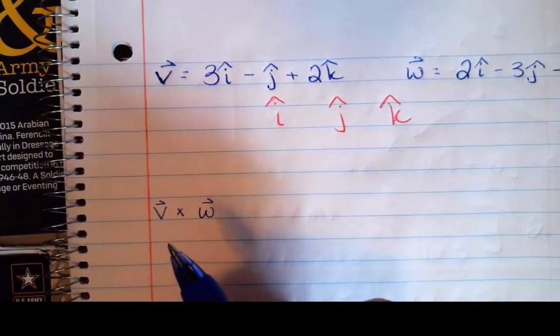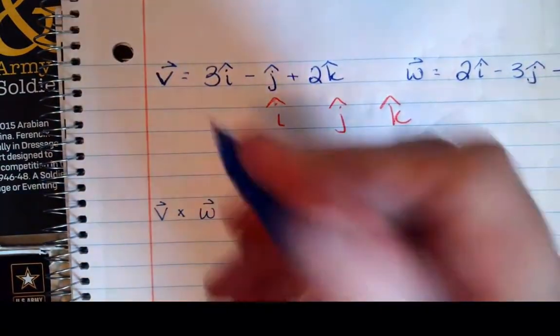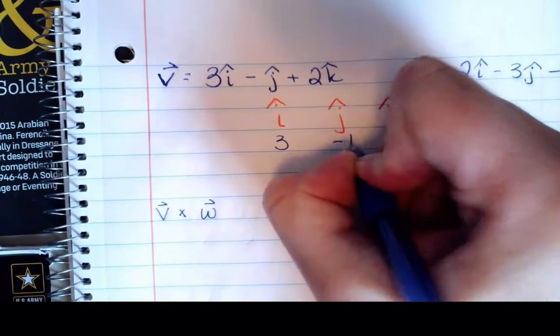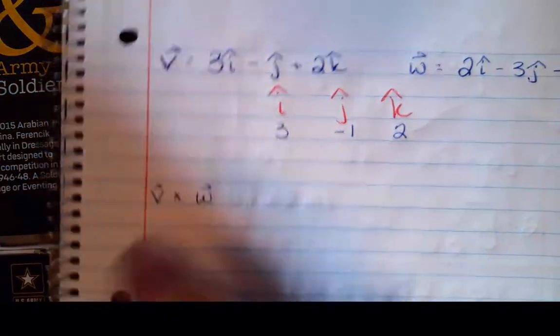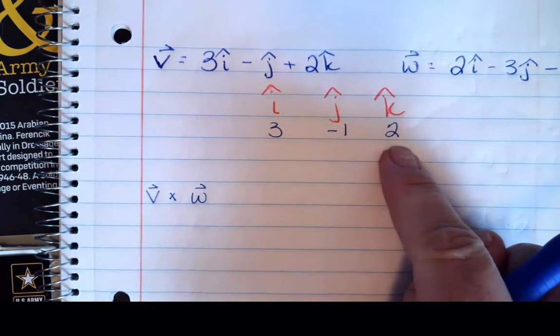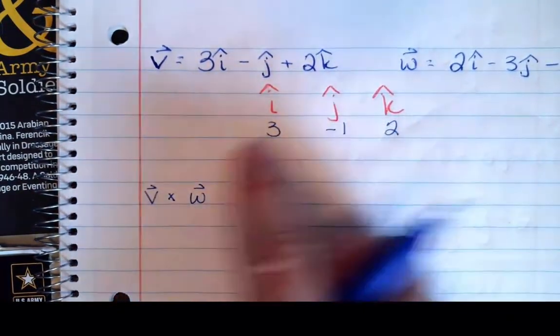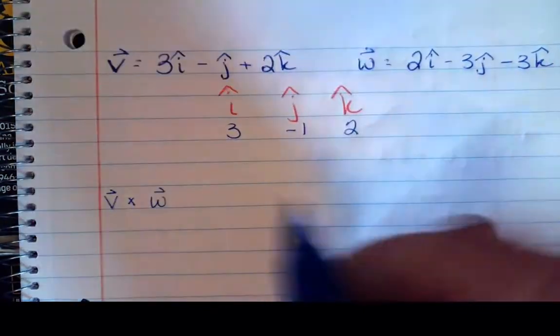Okay, so what we do is make sure v is first. So I'm just going to use its coefficients. So I've got a 3, -1, 2. So 3, -1, and 2. And w is second, so put that on the third line. So your first line, second line, third line. So I've got 2, -3, -3.